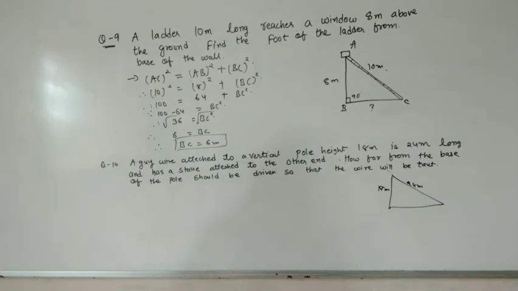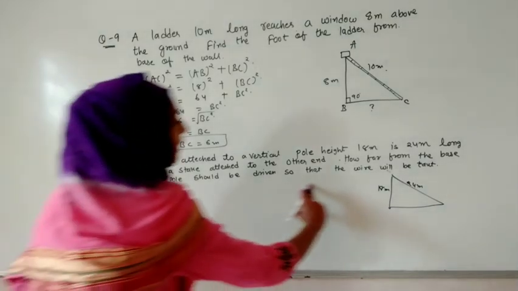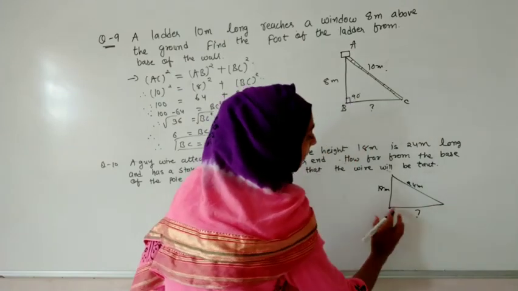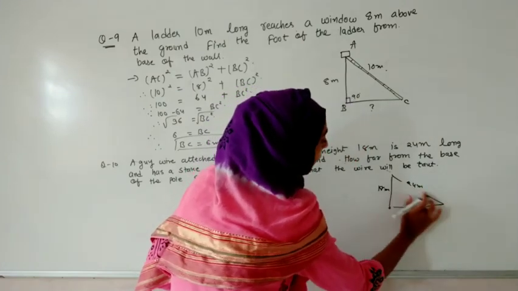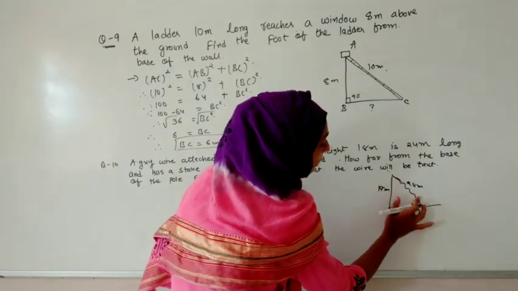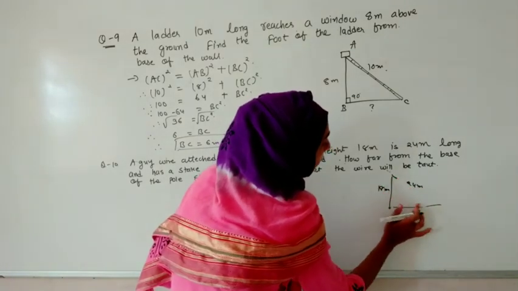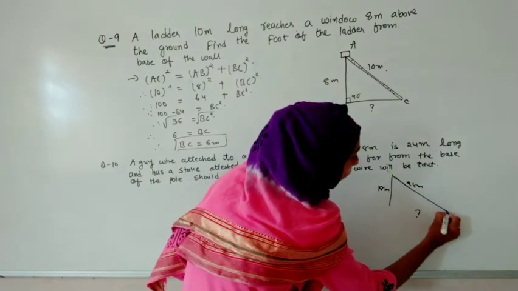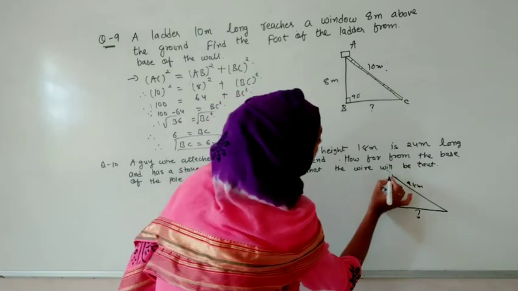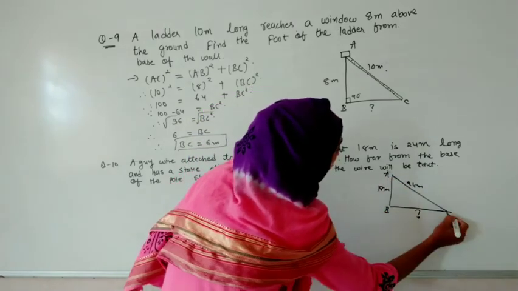Okay, how far from the base of the pole should it be driven so the wire can be taut, that is, how far down do we have to keep it in length. If we take a wire of 24 meter and attach it, it will be stuck over here. So how far will I pull it so that it is tight here? Then we have to find what? The base. So let us write it in the form of this.